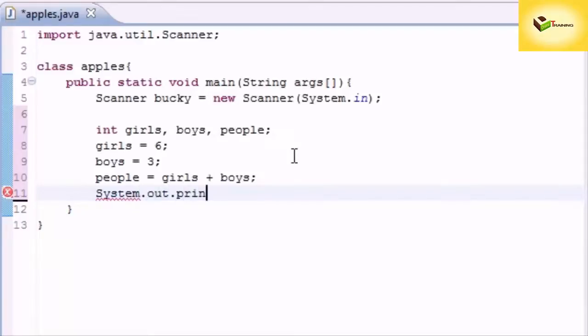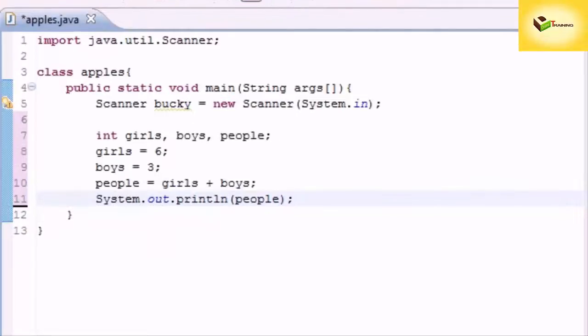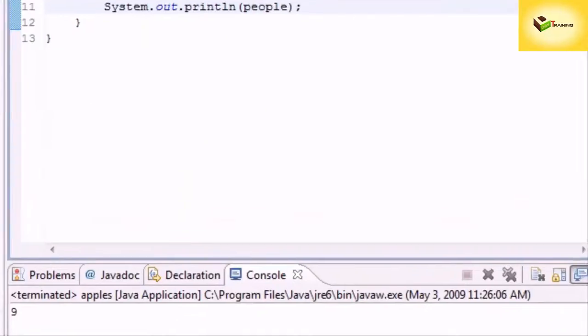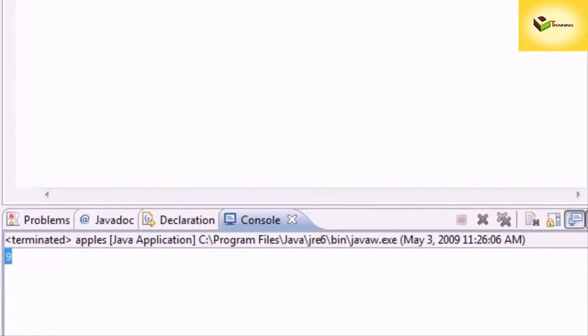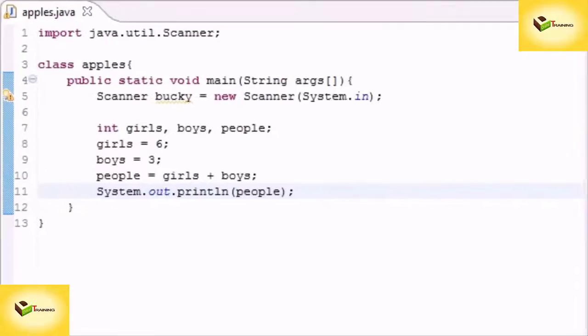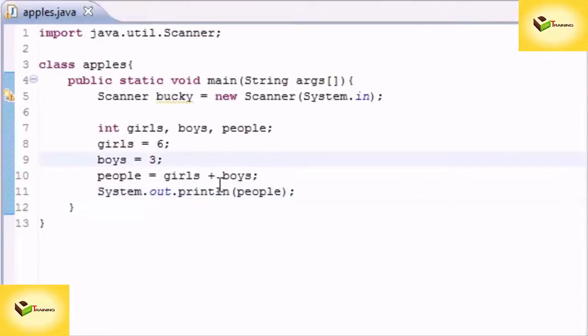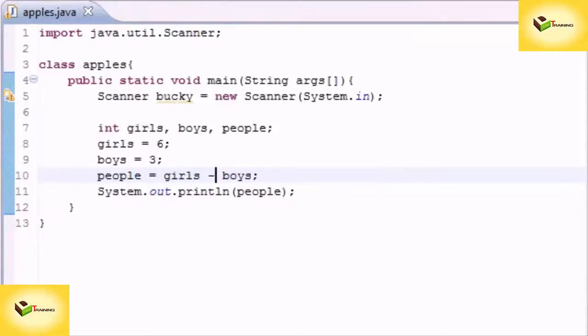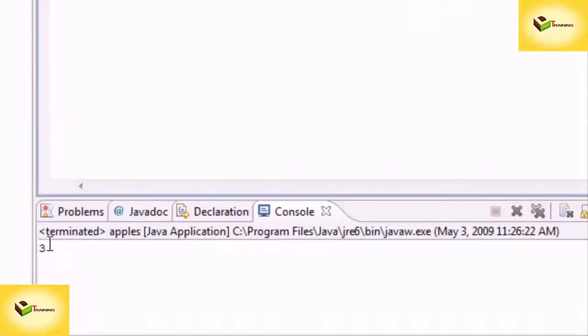So we put system.out.println, and in our parameter go ahead and put people. And now if we go ahead and run this, we get 9, since 6 plus 3 is 9. And so that is how you can use addition with Java. But addition isn't the only thing you can use. You can use minus or subtraction to get the difference, which is 6 minus 3 is 3.